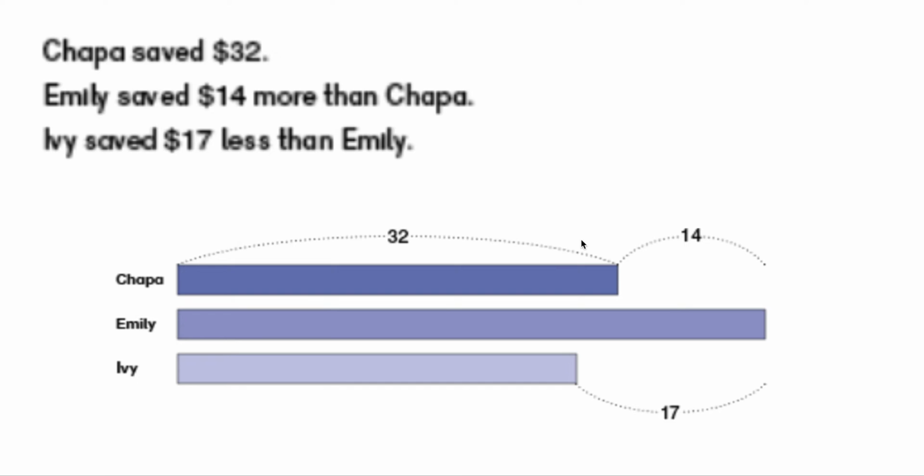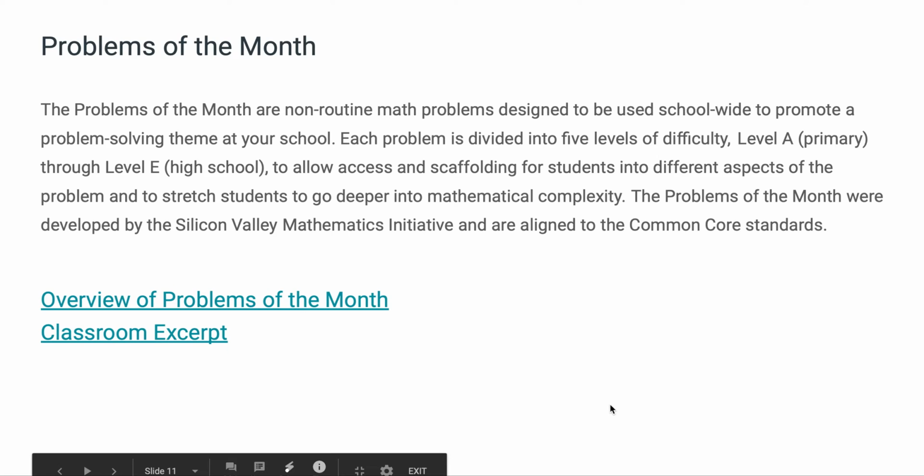So Chapa's is done to find Emily's. Now we're going to use Emily's saved money to find Ivy's. So from 46 you can subtract 17 and get, what is it, 29? Okay, so the bar model is very helpful, right?